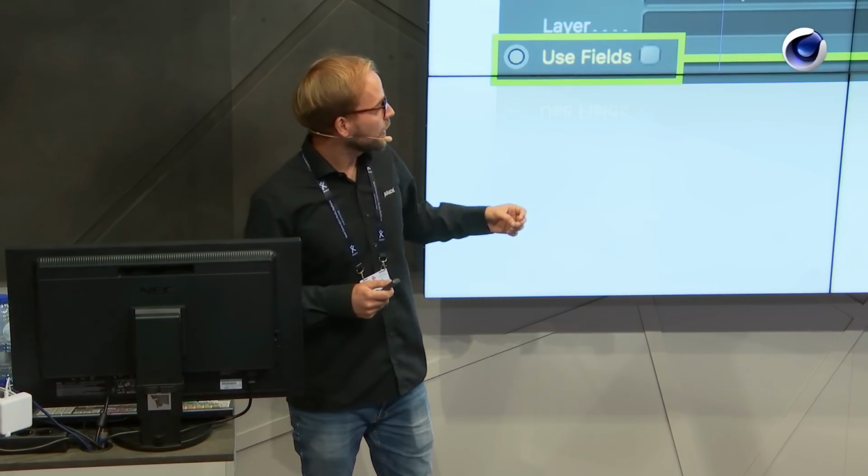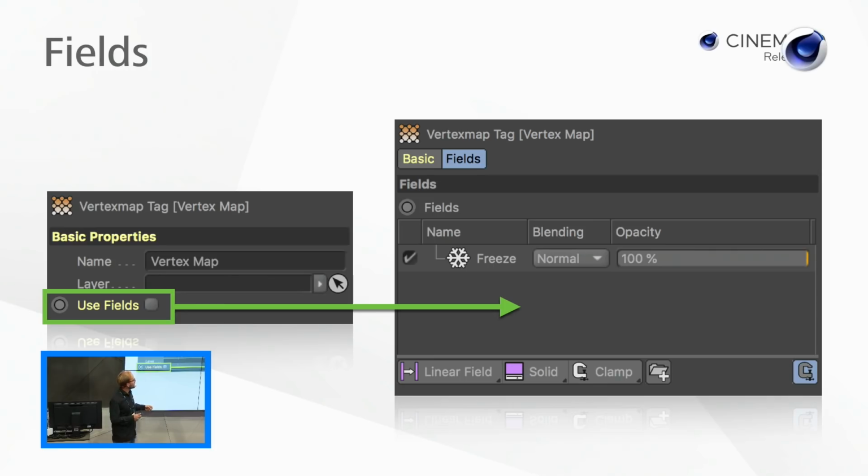Okay, here is how you can make fields available in vertex map. Simply check use fields, and then you've got the layer list here and can add fields.